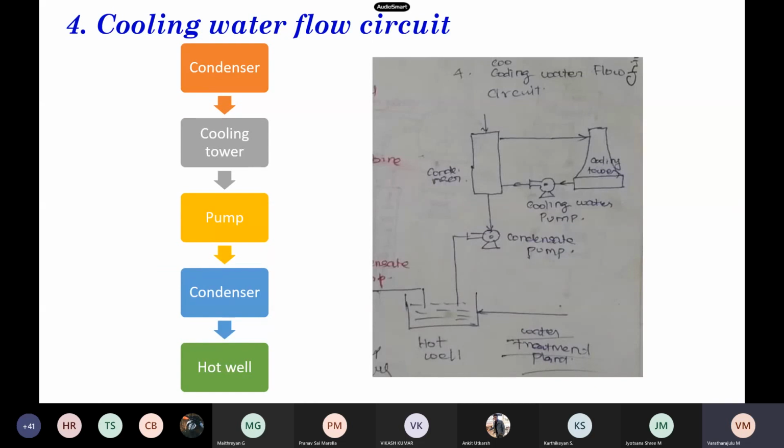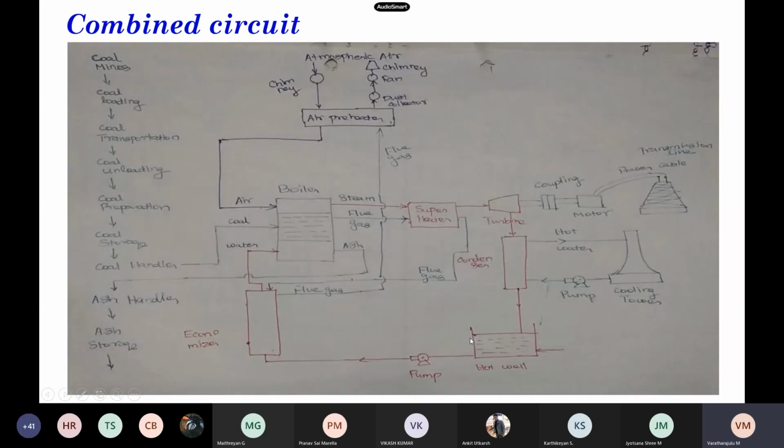where we have the water sprinklers. When the exhaust steam is sent to the cooling tower, it goes along with the sprinkler. What happens? It loses its heat energy and converts into water. Then from the condenser, we pump the water to the hot well. The cycle is repeated. This is the circuit.